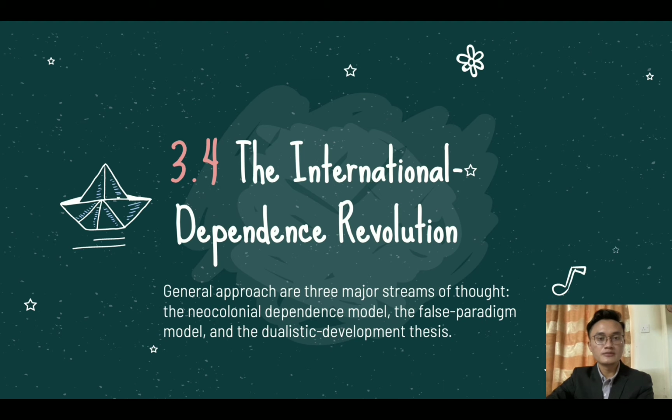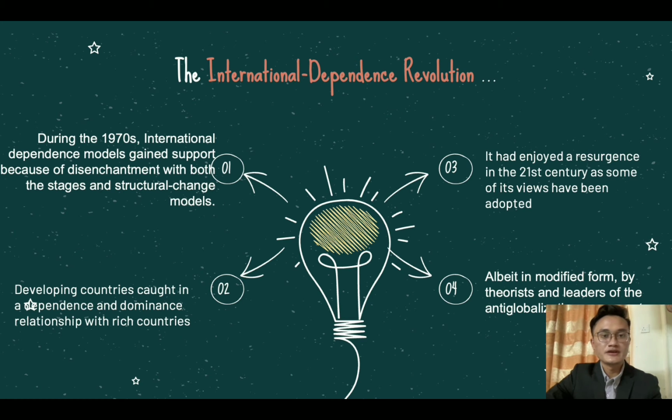And this is our topic 3.4, the International Dependence Revolution. We will go deeper into the details in the next slides, where we touch on the neo-colonial dependence model, the false paradigm model, and the dualistic development thesis. So what is the international dependence revolution?